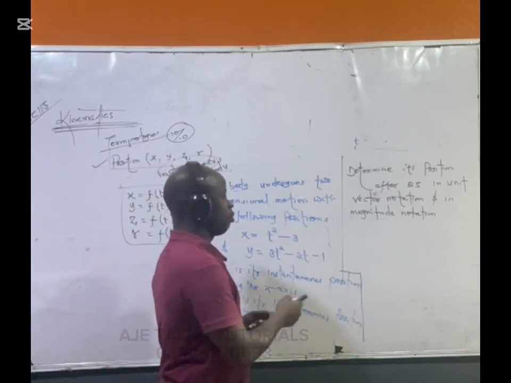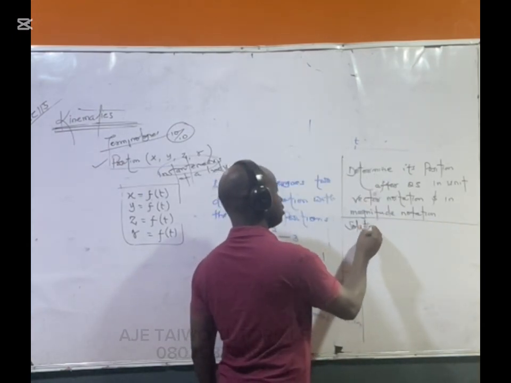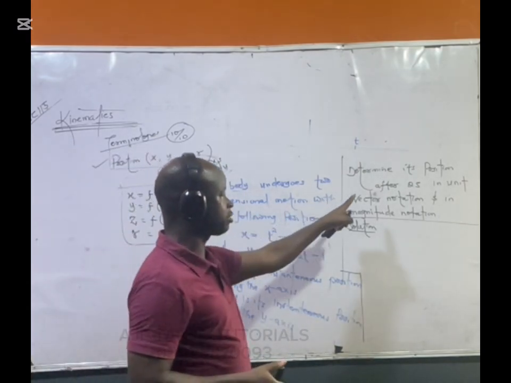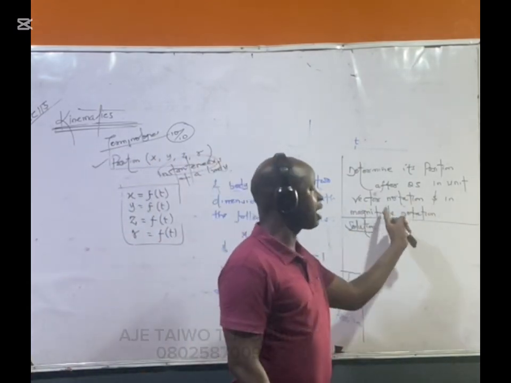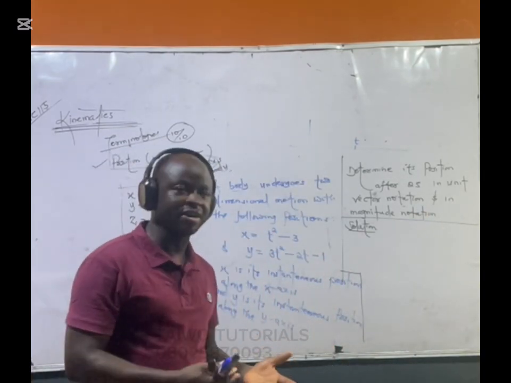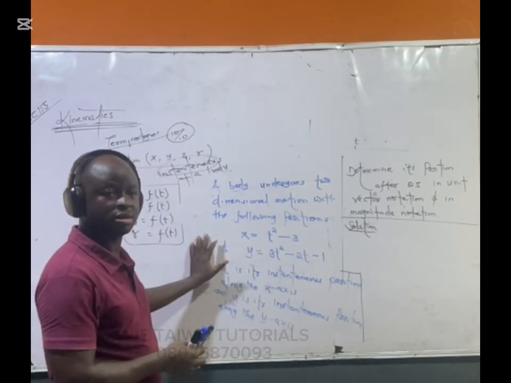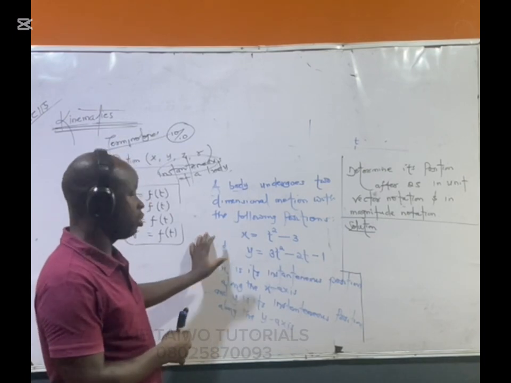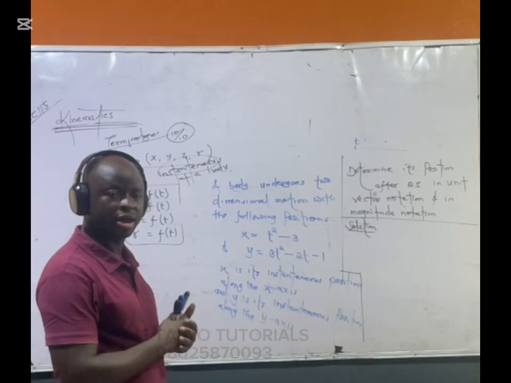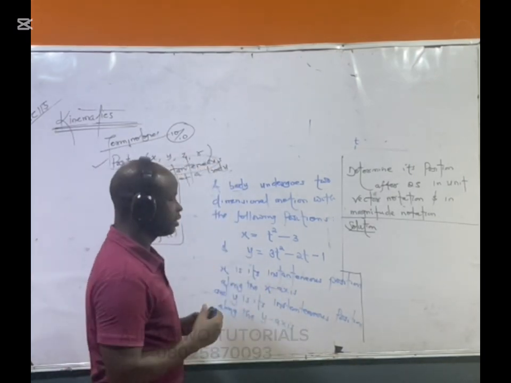Now, who can solve this? I'm waiting. You have to find the position in unit vector notation and in magnitude notation. I've told you already that after vector, unit and dimension, we'll now start applying. So we are applying vectors now. So what do you do? Okay, let's solve it.